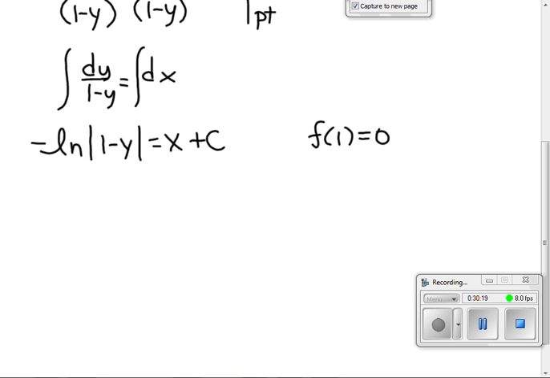Okay, so I get a point for trying to find C. X is 1, so it's minus the log of the absolute value of 1. And the absolute value has to be there because sometimes that ends up being a negative number. And that's equal to 1 plus C. What's the log of 1? So C equals negative 1. Okay, here's the next problem.